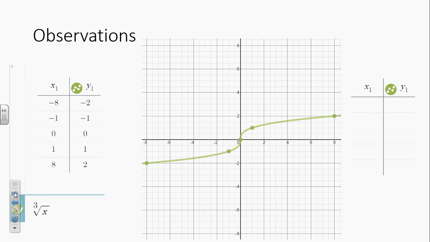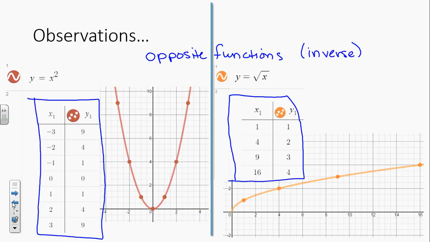So if I wanted to graph this guy's inverse, and I had this table, what would I do to make that happen? What did Ben notice about the inverse tables just a moment ago? What did he notice about these guys?